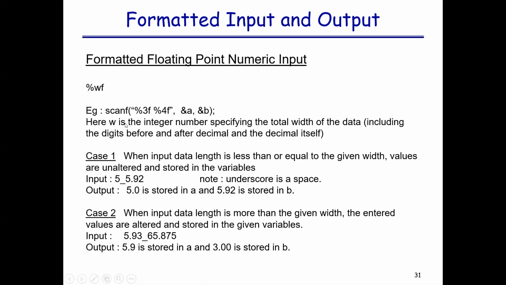Now, what type of restriction are you giving the user? See here: W is the integer number specifying the total width of the data, including the digits before and after the decimal and the decimal point itself. In fractional data we have the point. Before the decimal symbol, we have some digits.